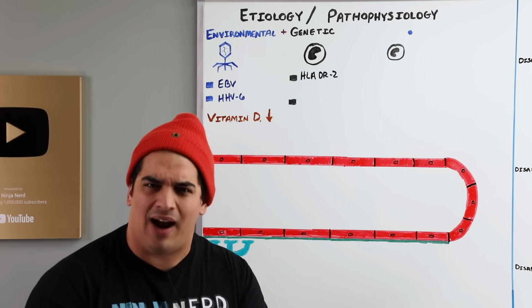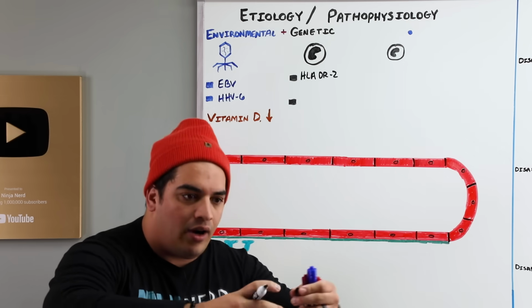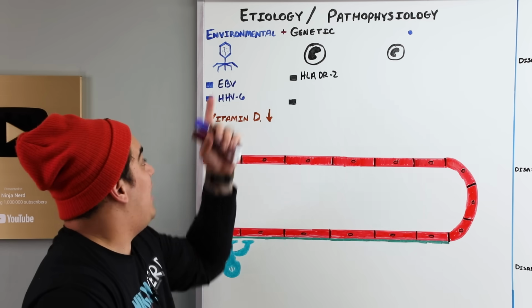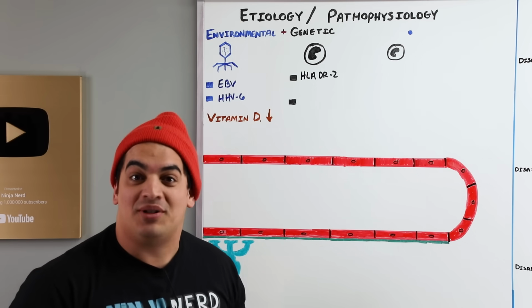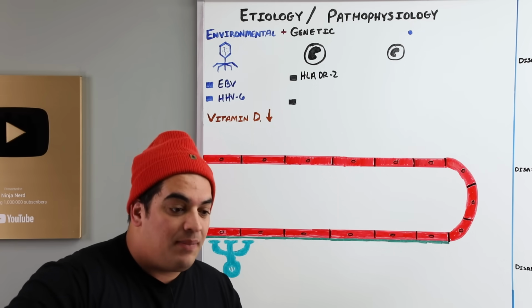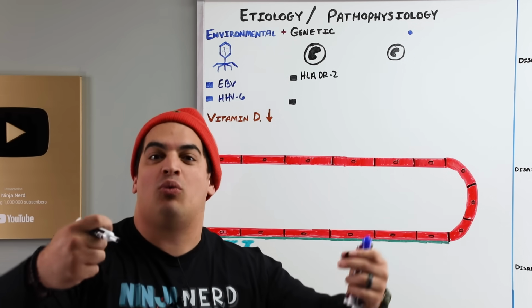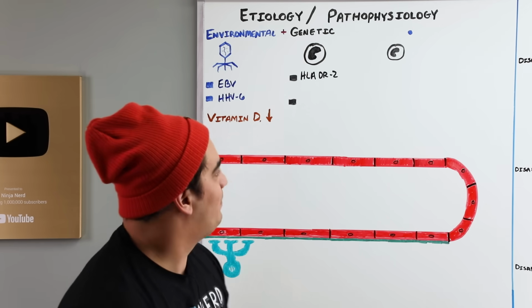which are dendritic cells, macrophages, and B cells. When they are exposed to a particular type of antigen, like what? Maybe Epstein-Barr virus, maybe human herpes virus 6, they develop an immune reaction to it that is exaggerated. It's beyond what the normal immune reaction is.